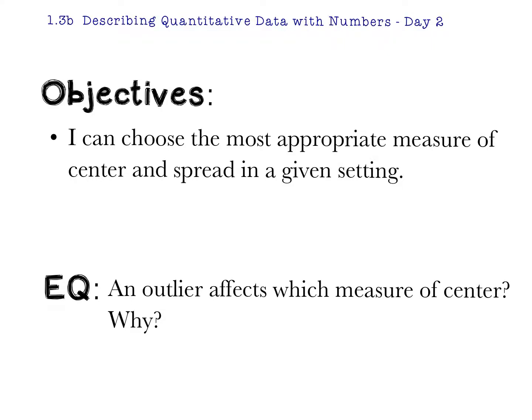Alright, so we're moving into the last section of Chapter 1, and we are still talking about describing quantitative data. Our goal today is just to choose the most appropriate measure of center and spread with a given setting. And so I want you to be thinking through the lesson, an outlier affects which measure of center and why.